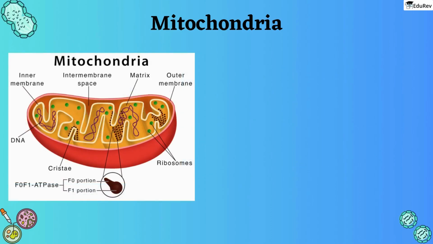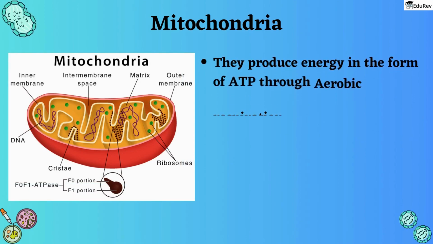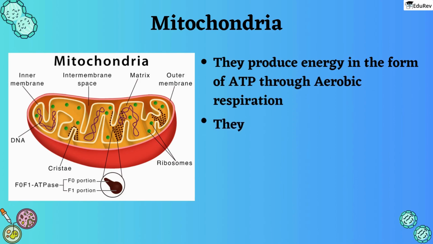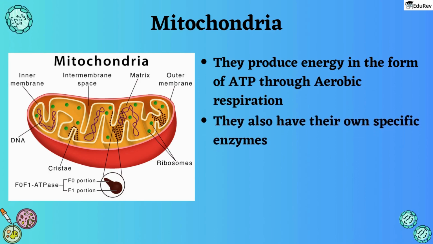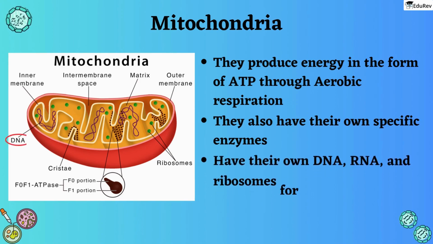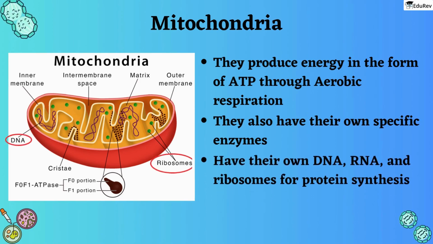Mitochondria are known as the powerhouses of the cell because they produce energy in the form of ATP through aerobic respiration. They also have their own specific enzymes to carry out their functions. Mitochondria have their own DNA, RNA, and ribosomes for protein synthesis, and they reproduce through fission.